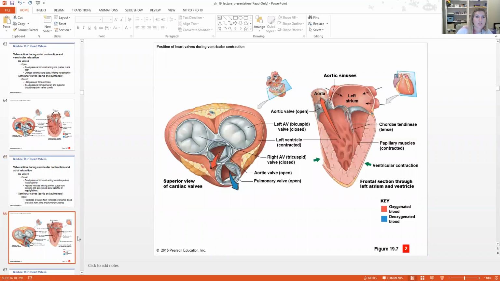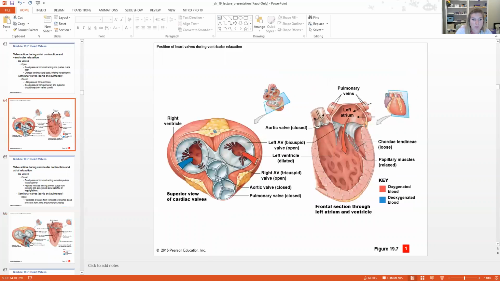So this is during ventricular contraction. Take a look. We have our AV valves closed, our semilunar valves open. Here's the frontal section, where you have your AV valve shut, our semilunar valve open. We go back to the previous slide here.